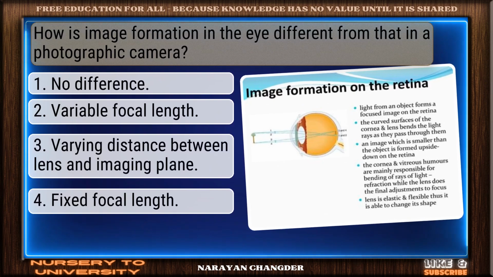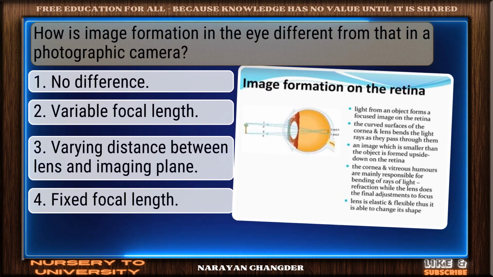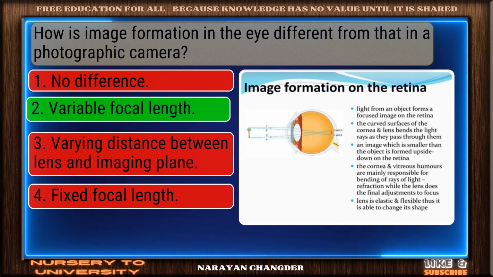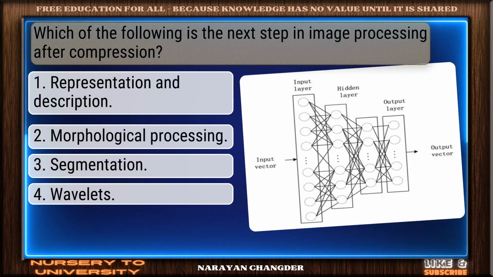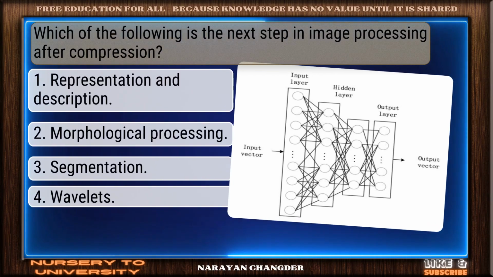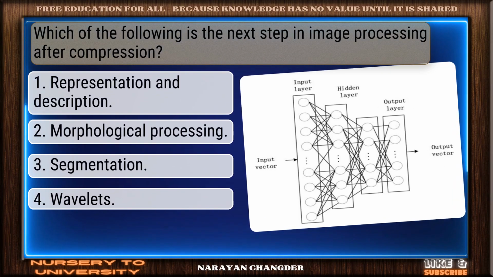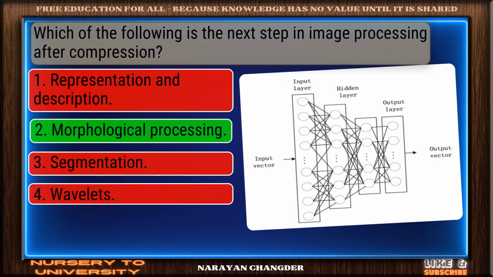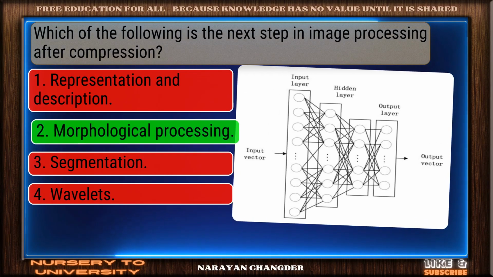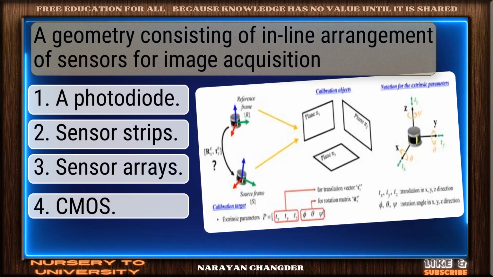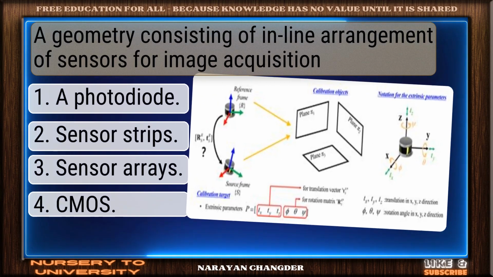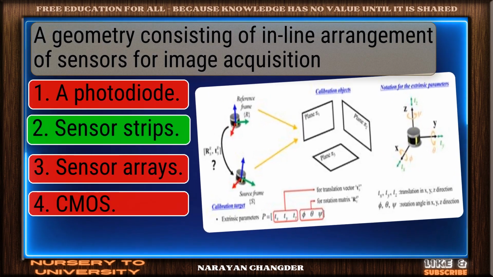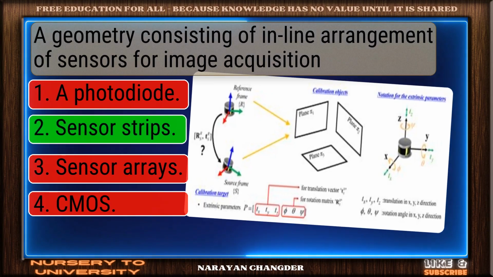Question number 18. How is image formation in the eye different from that in a photographic camera? Well done. Variable focal length is the right choice. Question number 19. Which of the following is the next step in image processing after compression? Sharp thinking. Morphological processing is the right choice. Question number 20. A geometry consisting of inline arrangement of sensors for image acquisition. Well reasoned. Sensor strips is the correct choice.